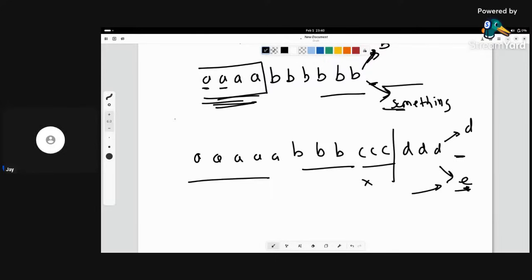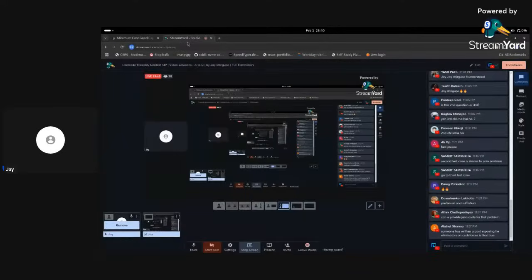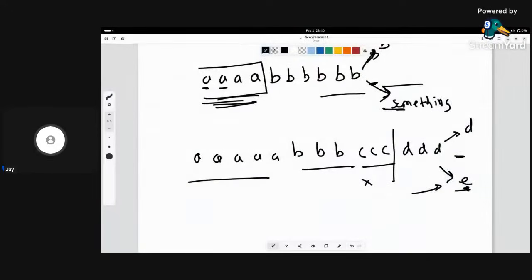All right. I hope someone else is exposing the element. All right. So that's the core idea.